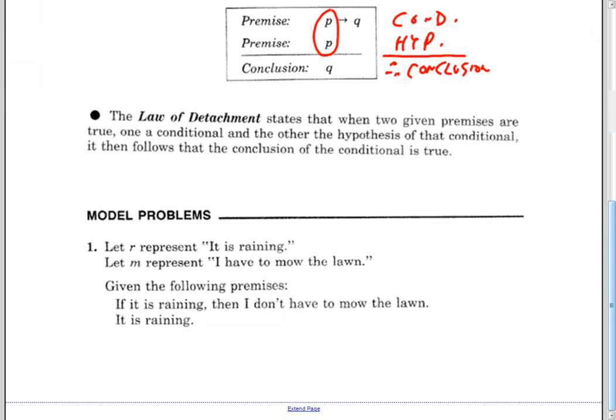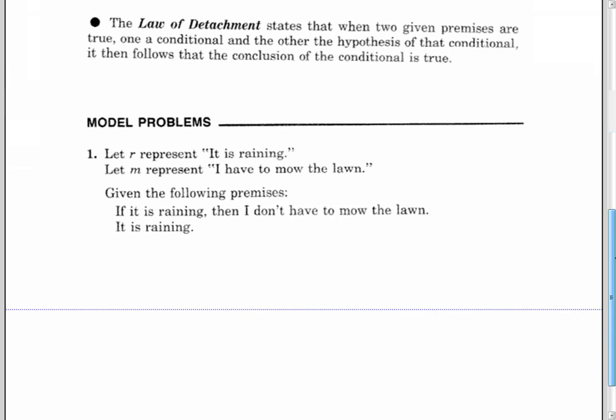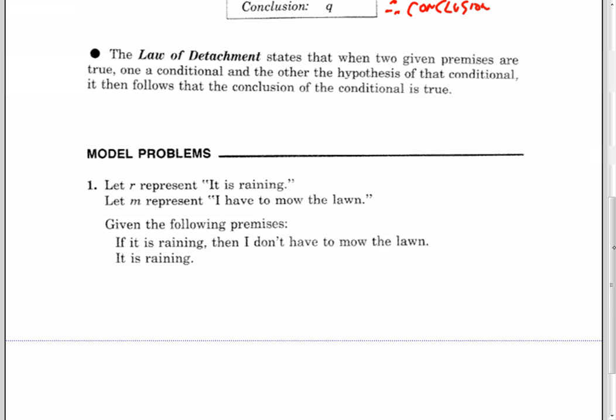Let's take a look at our example. This one is actually giving us two variables, R and M. I recommend converting everything into symbols. It makes it a lot easier, especially if you have a large list of premises.